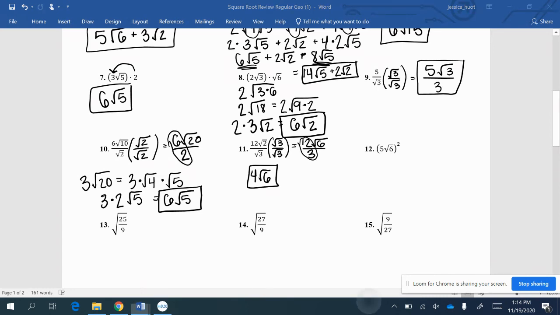Number 12, this is technically 5 square root of 6 times 5 square root of 6. So here, multiply the numbers on the outside together. So 5 times 5 is 25. Square root of 6 times the square root of 6 is the square root of 36. Square root of 36 is 6. So 25 times 6. 25 times 6 is 150.